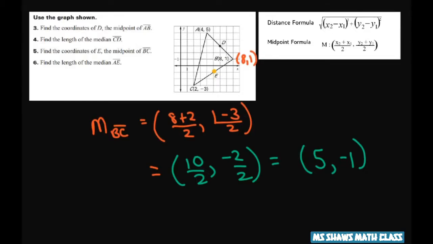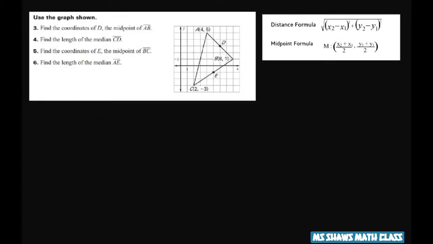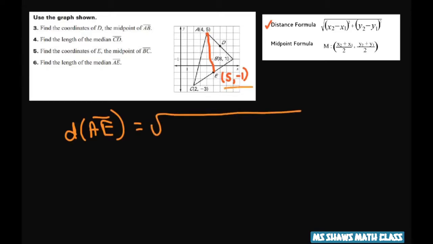All right? And then finally, we have to find the median of AE. So again, the median is this line here. So that's the distance. And this was 5 comma negative 1. So we use the distance formula of AE to get the length of the median. And I'll start with this one.